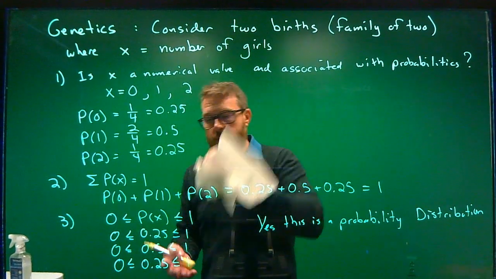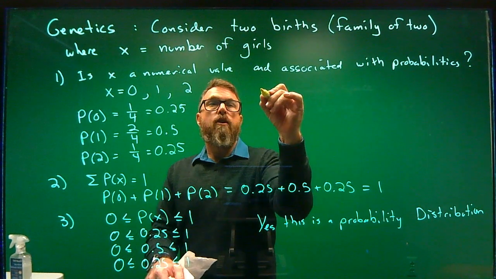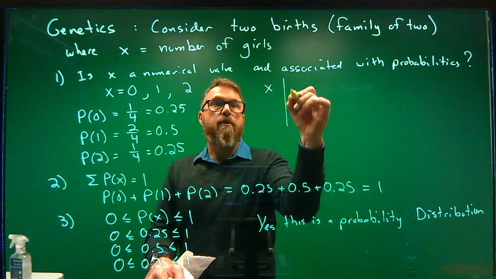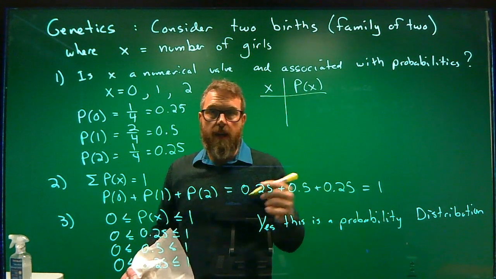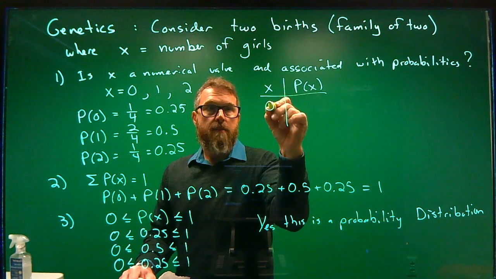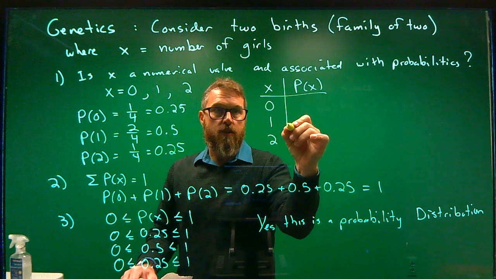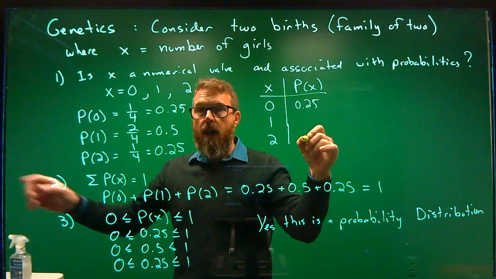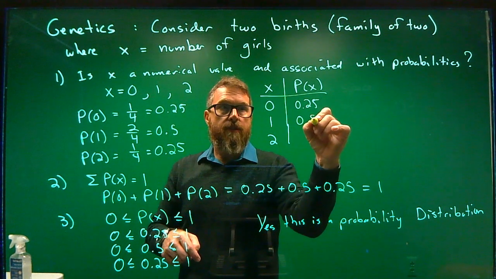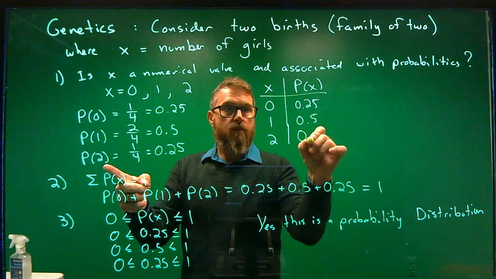So if I wrote this in table form, what you'll usually see in an example is a table, and it'll say, does this table determine a probability distribution? And I'm going to use exactly the same thing. So I have my numerical values for x: 0, 1, and 2. Their associated probabilities: p of 0 is 0.25, p of 1 is equal to 0.5, and p of 2 is equal to 0.25.